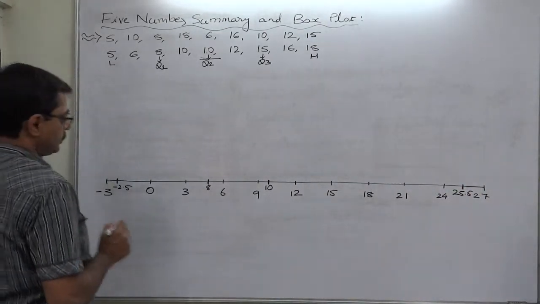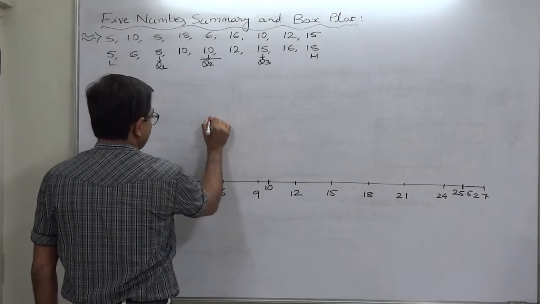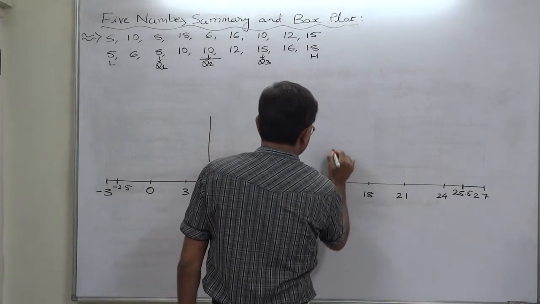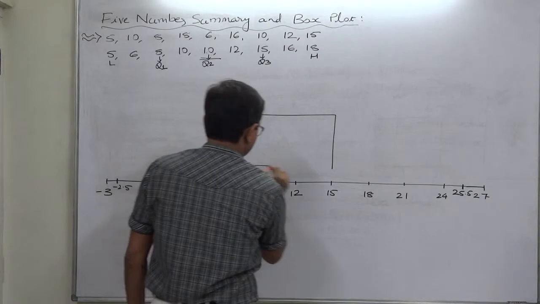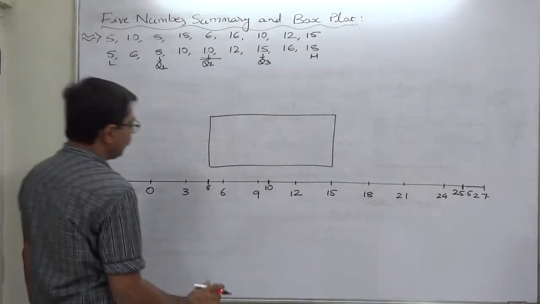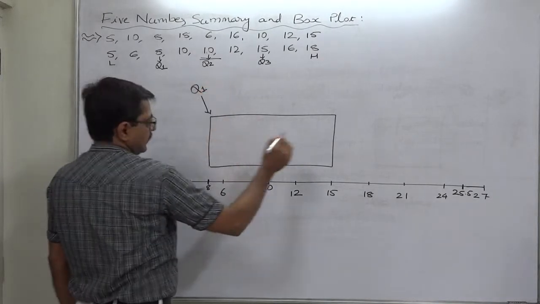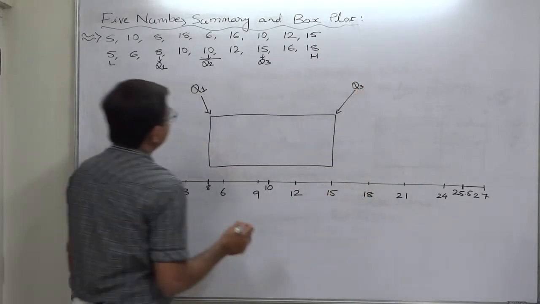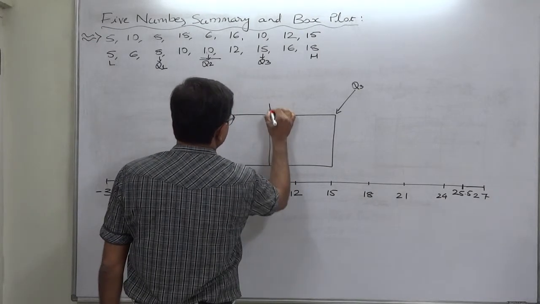Okay. First of all, the box. The box starts from Q1 and it goes to Q3. The starting limit of the box is Q1, that is 8. The ending limit of the box is Q3, that is 15. Median is 10. This is the vertical line of the median.